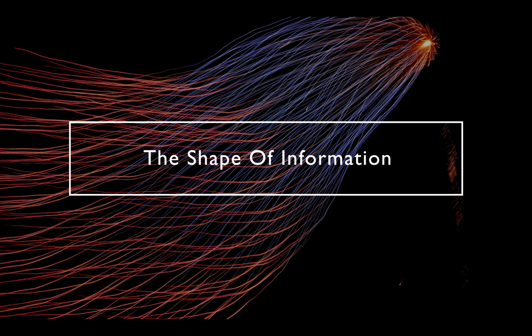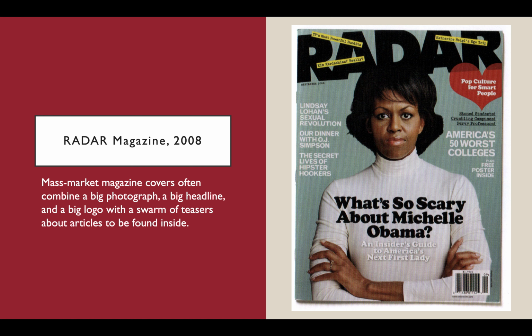This next section, we're going to look at the shape of information, and we're going to look at a couple examples of how hierarchy is expressed in some real world examples. So this first one is in that reading that you were given, and it's a look at 3 different parts of a magazine spread or a magazine. We'll start with the cover.